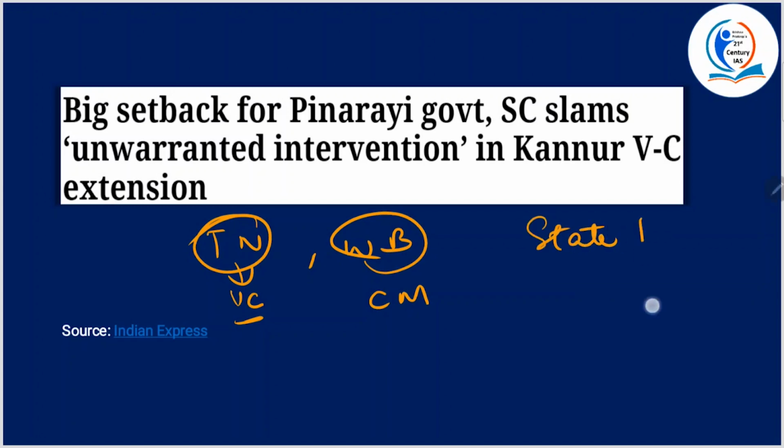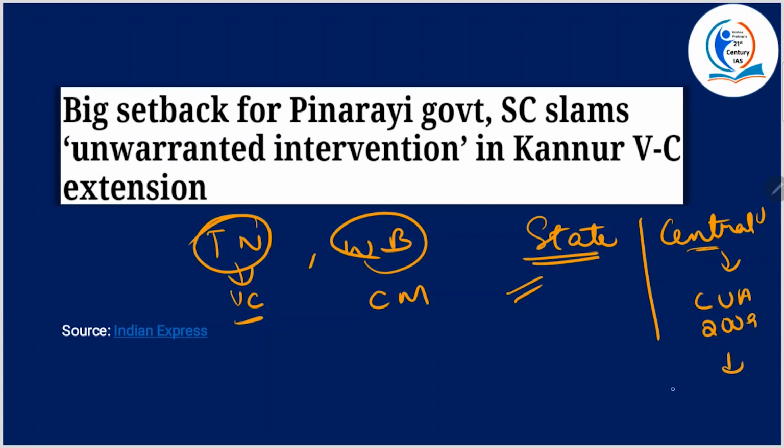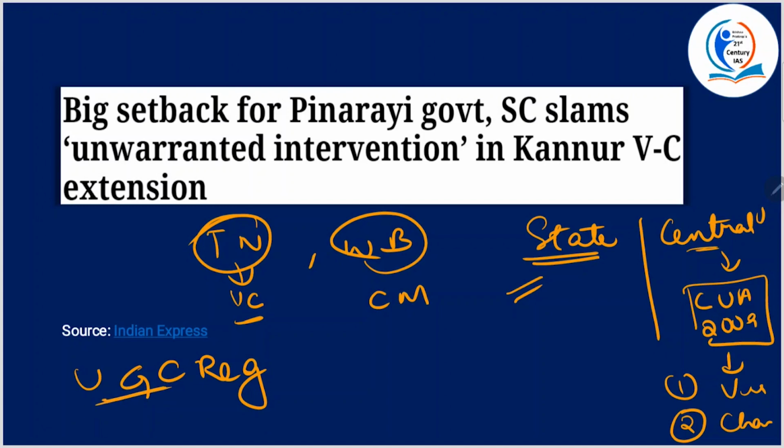There are state universities and then there are central universities. In state universities, the governor of the state is the ex officio chancellor of the universities in that state. And in central universities, according to the Central Universities Act of 2009, the president is a visitor, not a chancellor, and the president shall appoint the chancellor. Then there are the UGC regulations, University Grants Commission regulations 2018. According to these regulations, the VC of a university is generally appointed by the visitor, that is the president, or the chancellor. The vice chancellor is appointed by the visitor or the chancellor.